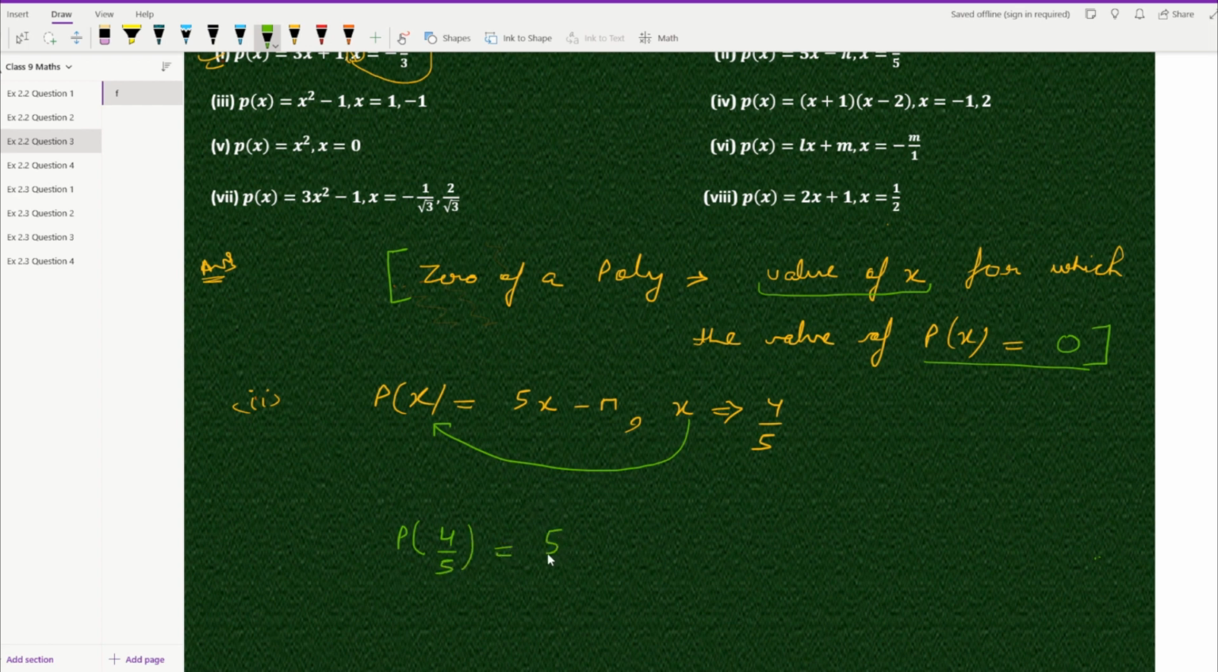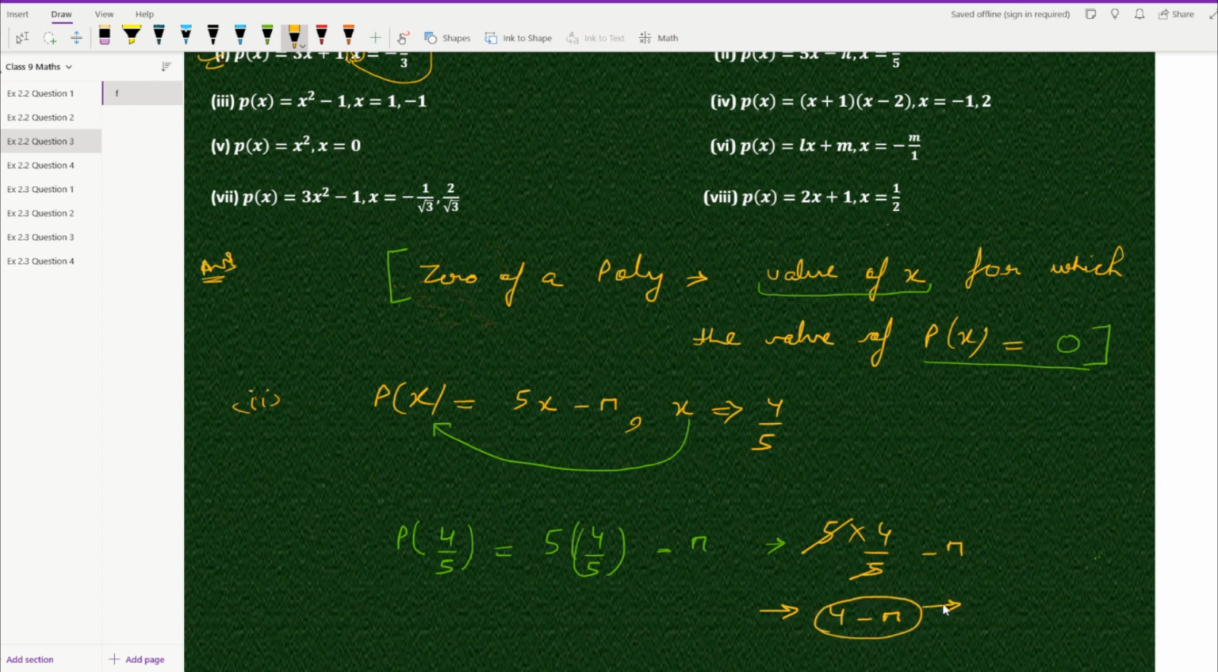Then you have to also replace this x on the RHS, that is 4 upon 5, minus pi. So it will become 5 into 4 upon 5 minus pi. 5 से 5 cancel हो जाएगा and the final answer will be 4 minus pi.